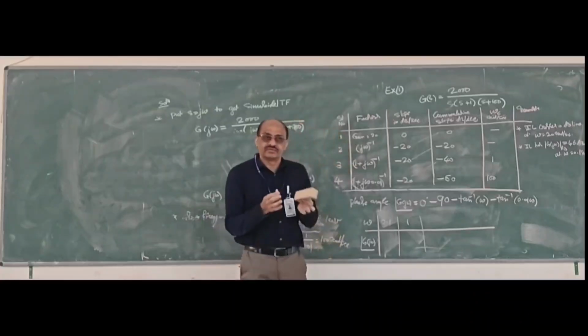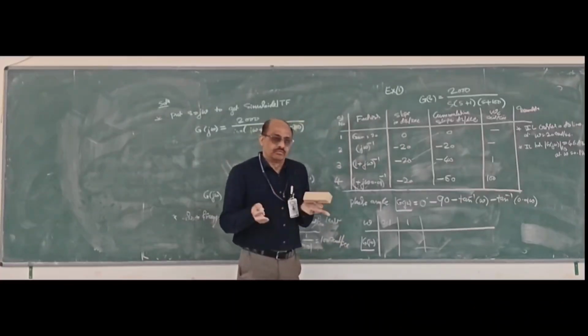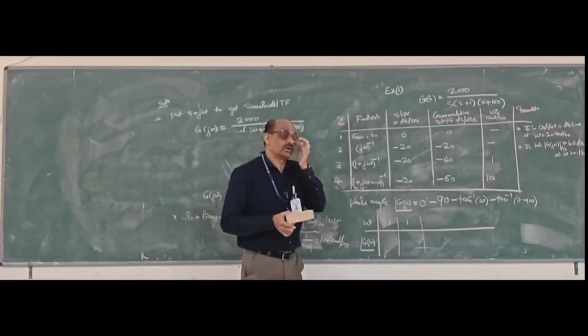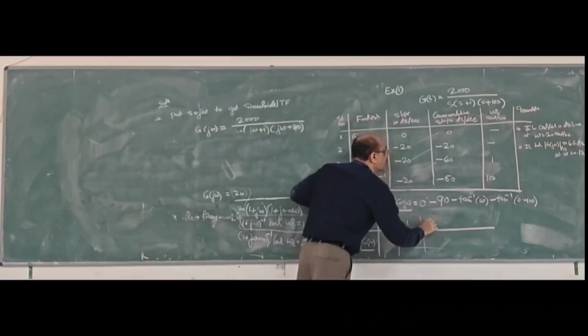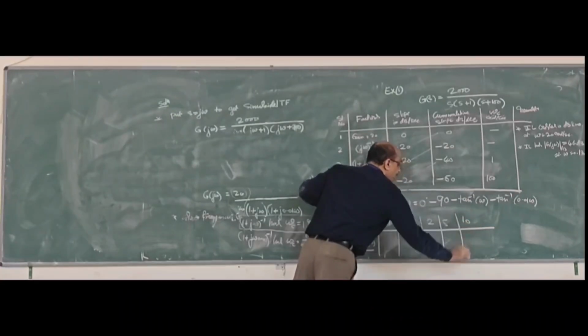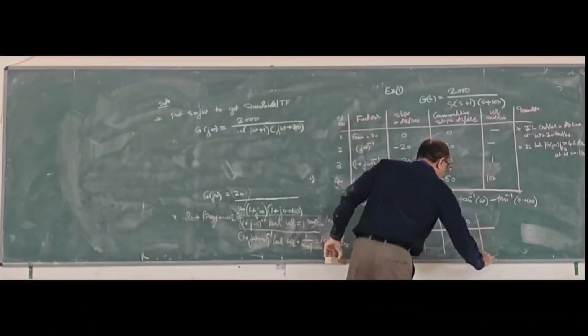Suppose it is in between, probably it is crossing the 180 degrees, so closely you will get that one. So maybe it is 2, 5, 10. So check where it is.